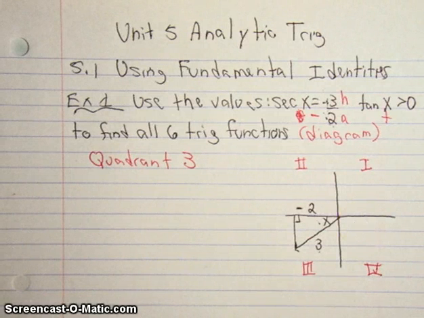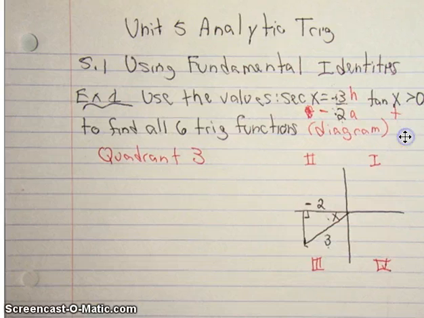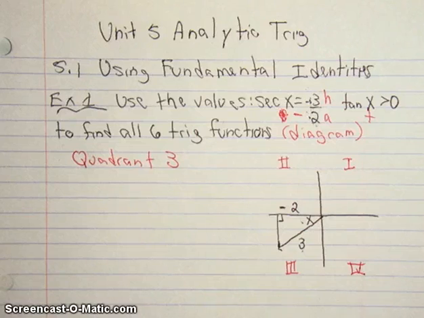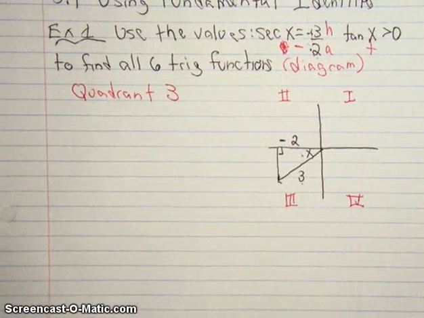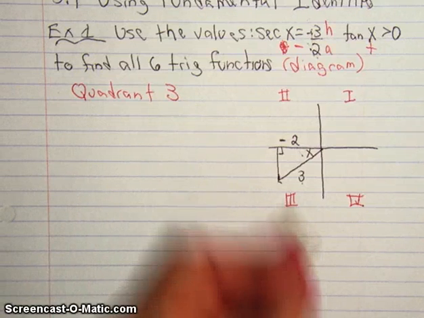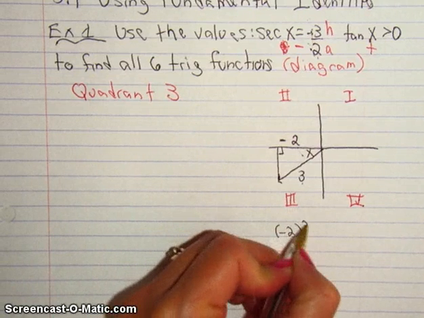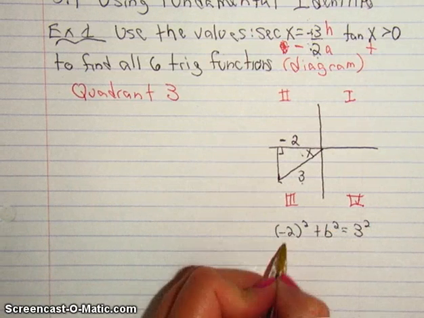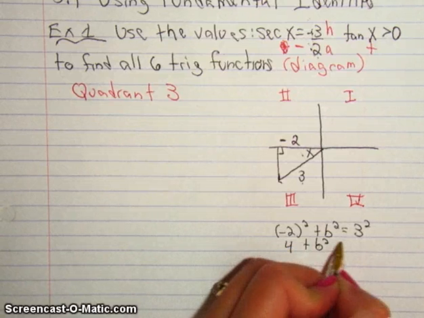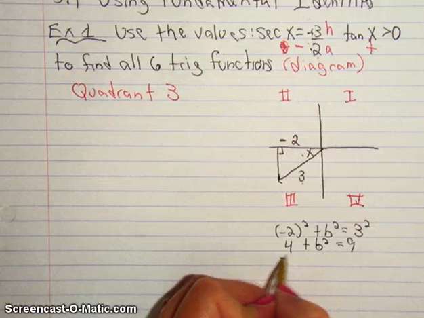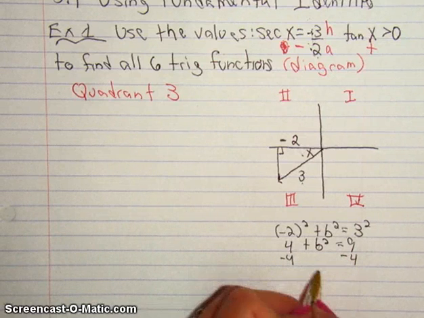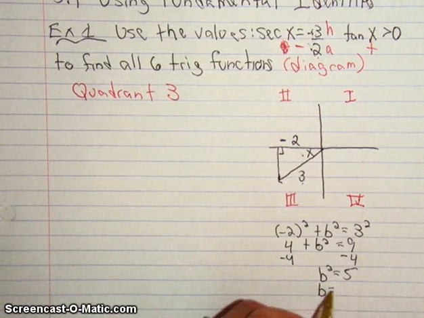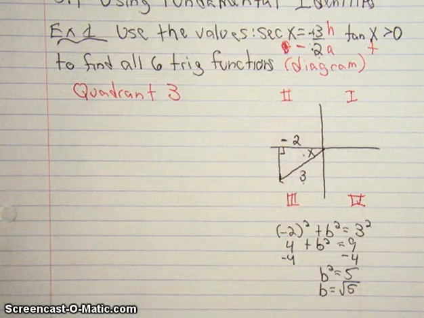Now, let's use the Pythagorean theorem to find our missing side. Did some of you start that already? So we're going to have -2 squared plus b squared equals 3 squared. So 4 plus b squared equals 9. Minus 4, minus 4. B squared equals 5. So b is square root of 5. Did I lose anybody there? Is everybody good?